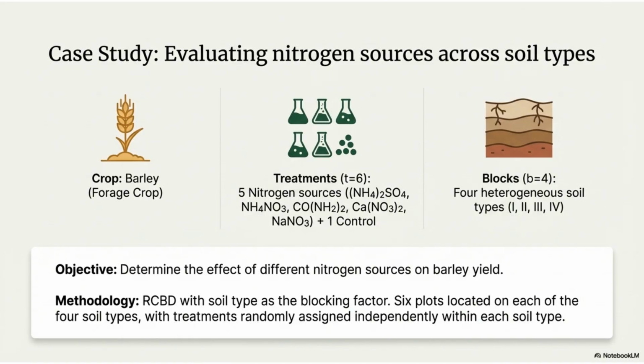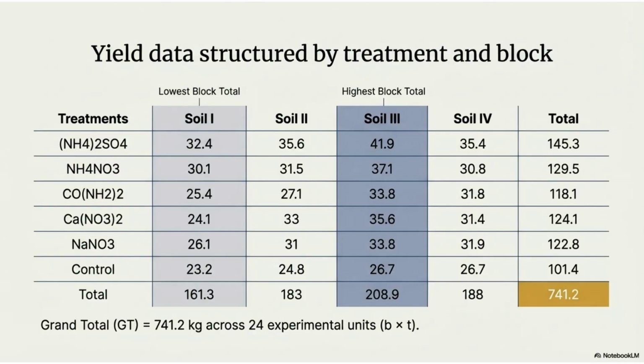The crop is barley, with 6 treatments including a control, blocked across 4 heterogeneous soil types. The methodology uses RCBD with soil type as the blocking factor. Here is the yield data structured by treatment and block. Note the difference between the lowest block total, soil 1, and the highest, soil 3. The grand total is 741.2 kilograms across 24 experimental units.